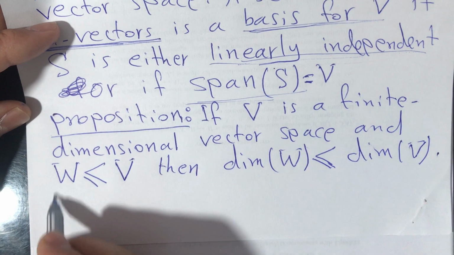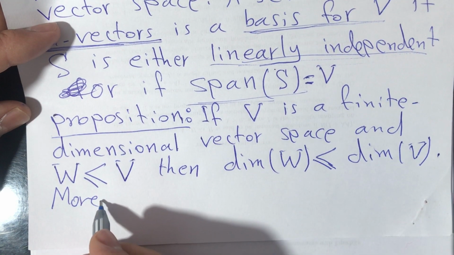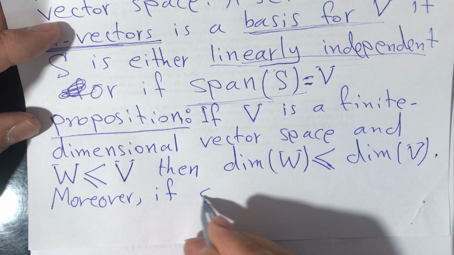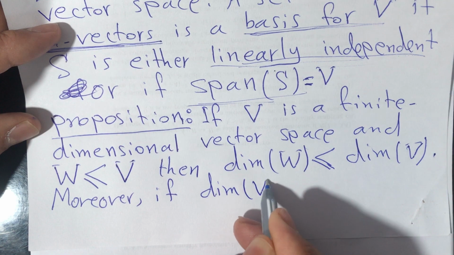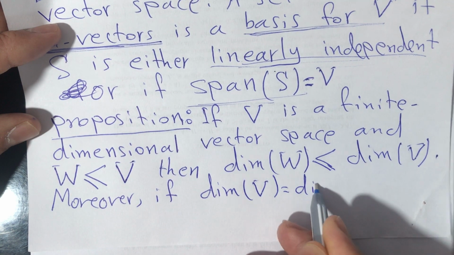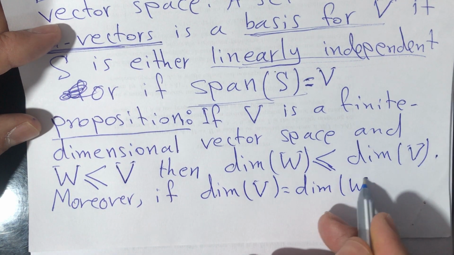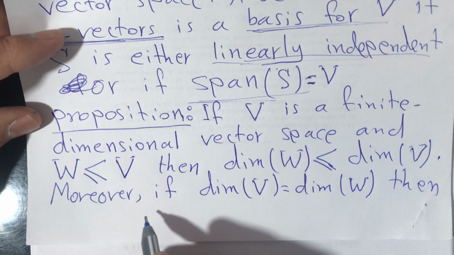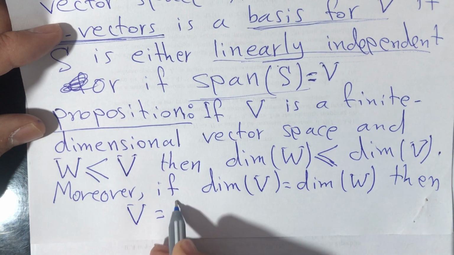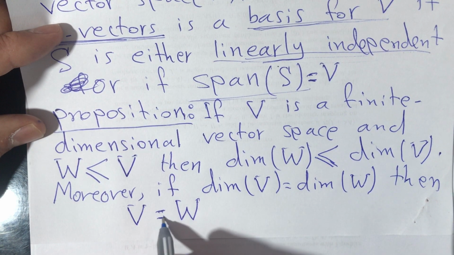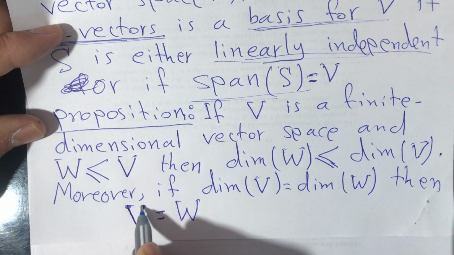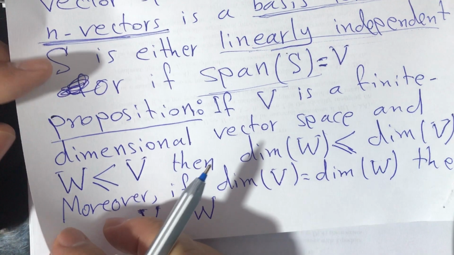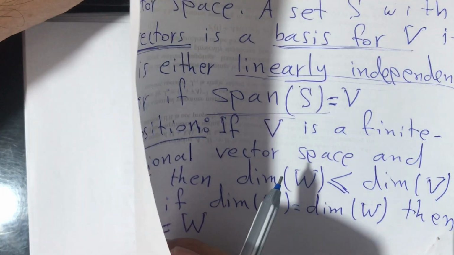Moreover, if the dimension of V is equal to the dimension of W, then V equals W. If they have the same dimension, there is equality.